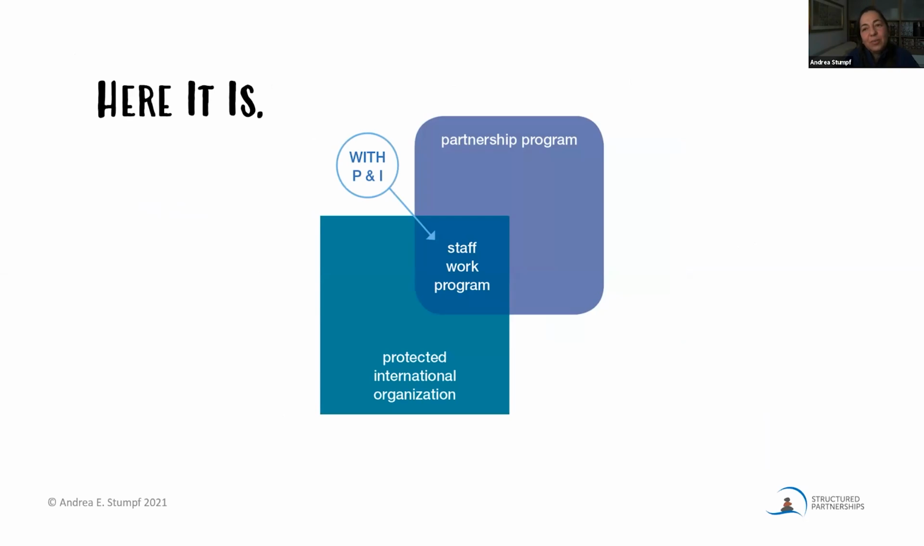In essence, with these Secretariat staffs or Secretariats in international partnership programs, you have both things going on. At the same time that the staff is part of the protected international organization, so that may be a World Bank or UN, it is also part of the partnership program. So you have two things happening simultaneously.